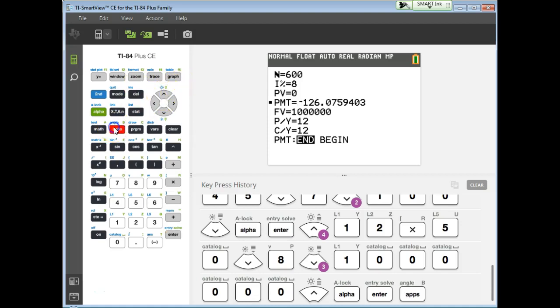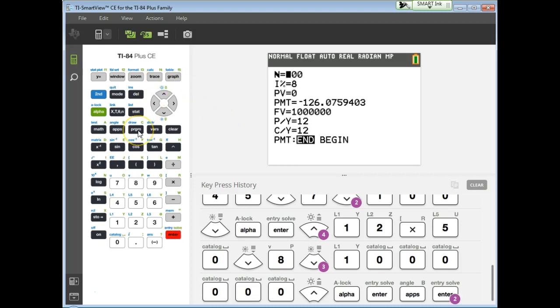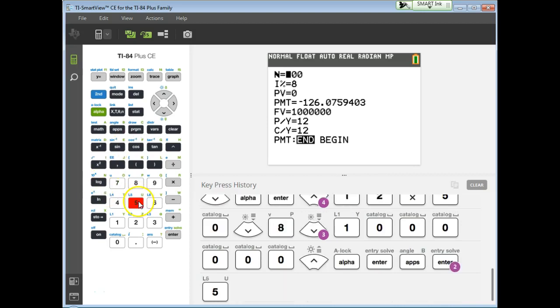Go to apps. Very first one is finance. TVM solver. And then for the n, I already forgot what it was. What was it, 5 times 12? You can just type 5 times 12. It'll automatically change it to a 60 once you get out of that part of the menu. Interest was 5.5.